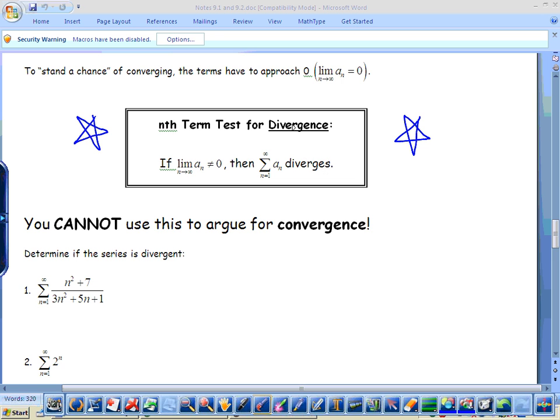And I underlined divergence here. You might try and highlight it or make that stand out more, because this test only tests for divergence. It doesn't tell you whether a series converges. So what it says is that if the limit as n approaches infinity of a sub n does not equal 0, then we for sure know that the series diverges. Because if that nth term approaches, say, 2, it's like adding 2 forever and ever and ever again. All right, the problem is you cannot use this to argue for convergence. So it only works to tell you, okay, I know it diverges.